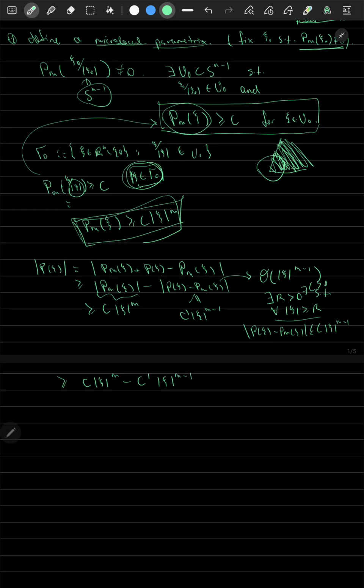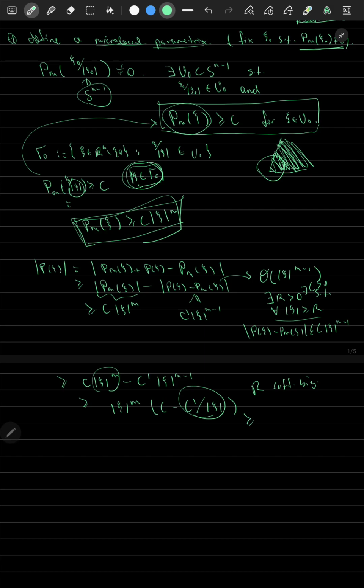And now we can just pull out this guy. So this is going to be equal to xi to the m times c minus c prime 1 over xi. And so now we can take r to be sufficiently big, such that this is sufficiently small. Let's say it's smaller than c over 2. Because if it's smaller than c over 2, then, or let's say it's small enough so that, so smaller than c over 2.